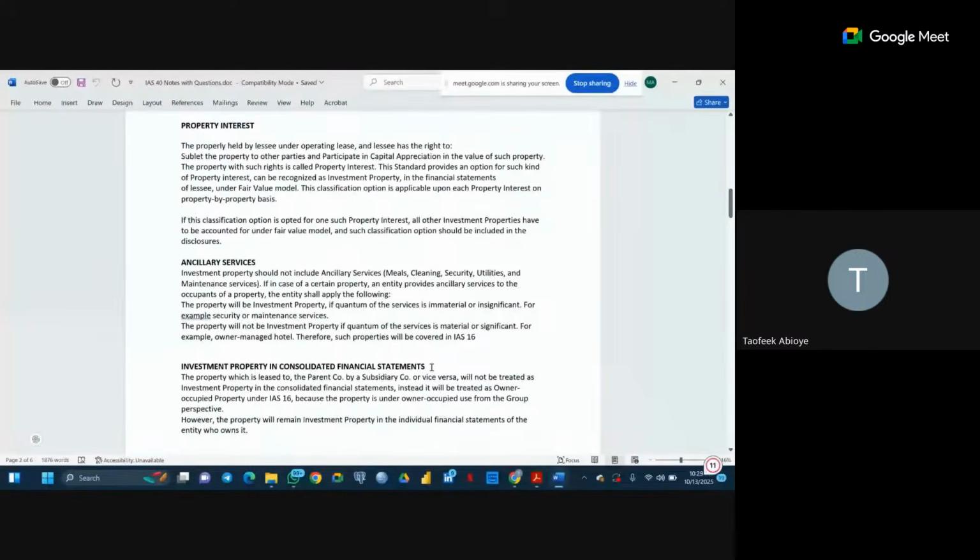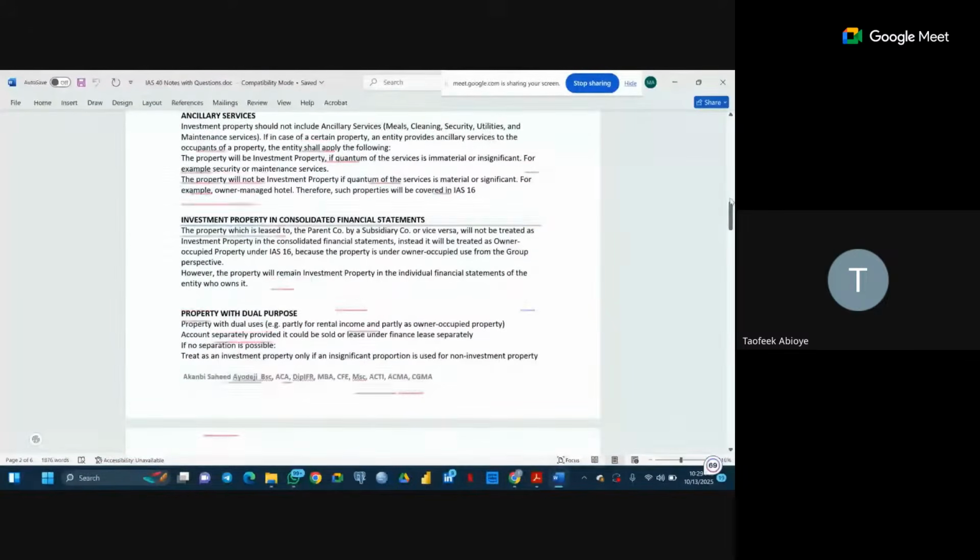So after that, we are talking about investment property in consolidated financial statements. For a property that is owned by the parent company but occupied by the subsidiary, or owned by the subsidiary and occupied by the parent, in their group financial statement, they are not going to recognize it as an investment property, but rather as an IAS 16 property, plant and equipment held for administrative purpose. However, in the owner's separate books, they can carry it as an investment property. So that is what we explain on that.